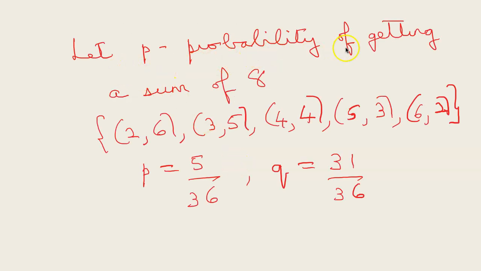So let P be the probability of getting a sum of 8. So what are the possibilities? We have 2, 6; 3, 5; 4, 4; 5, 3; and 6, 2. So P is 5 by 36 and Q will be 1 minus 5 by 36, which is 31 by 36.